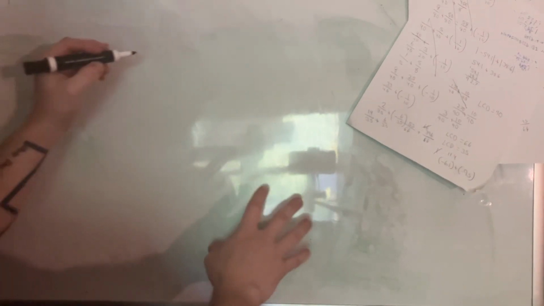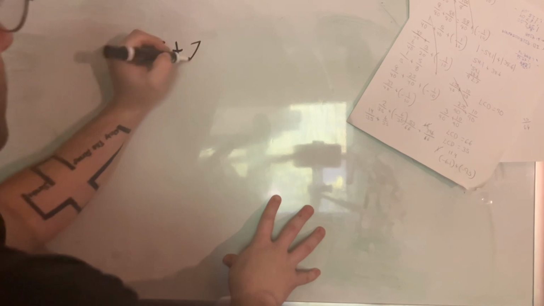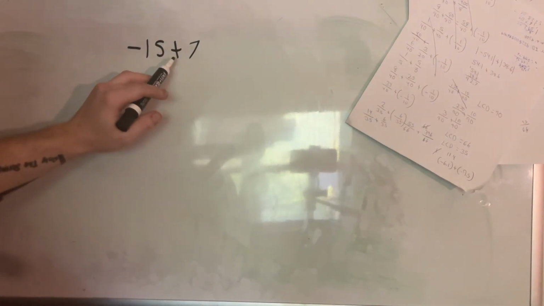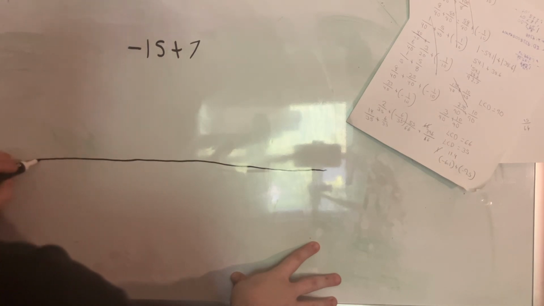Our first problem is negative 15 plus 7. So what we want to do is add 7 to negative 15. We can think about this in terms of a number line. Draw my long number line here.